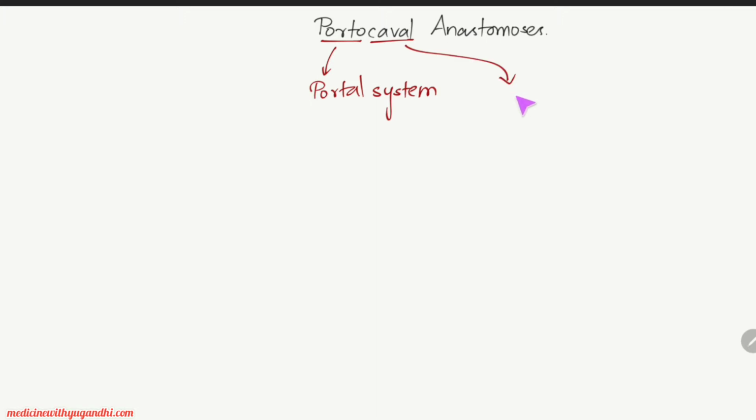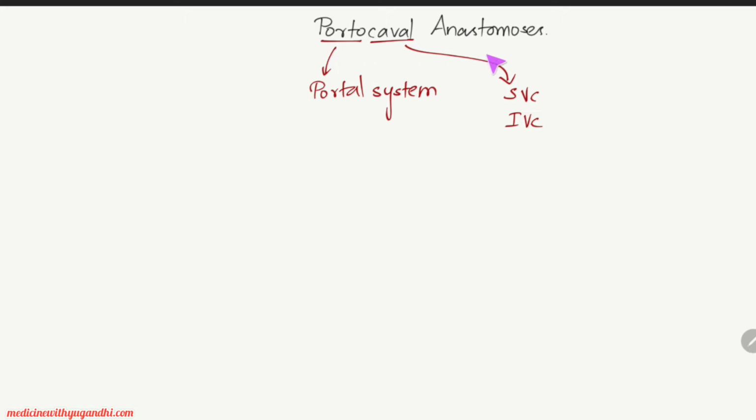In this video, we are going to see about the portocaval anastomosis. So first, let us understand the meaning of the topic. In portocaval anastomosis, the portal refers to the portal system, and the cava represents the systemic veins, right? The superior vena cava and the inferior vena cava refer to the caval system. So the anastomosis between the portal system and the caval system is called the portocaval anastomosis.